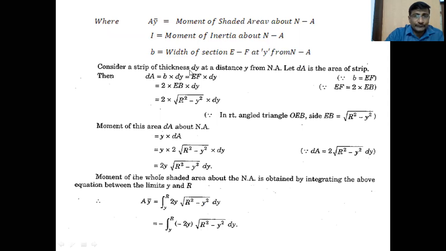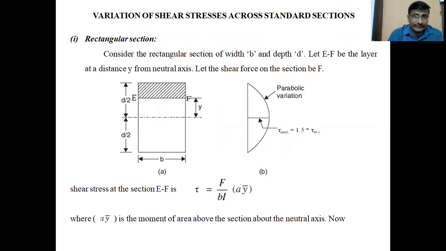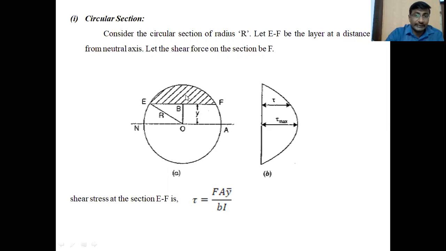So consider a strip of thickness dy at a distance of y. Why do we consider the strip here? The area above the layer EF is not a symmetric area as in the previous case of the rectangular section, because in the rectangular section the shaded portion is a rectangle itself. We can calculate its area easily there, but here we cannot directly calculate the area above the layer EF.